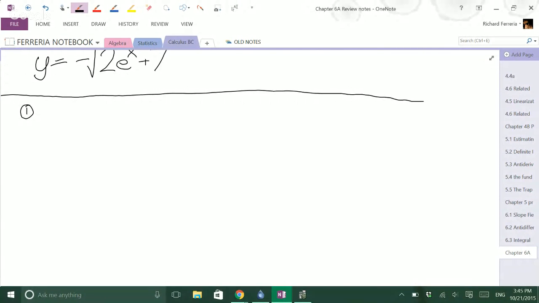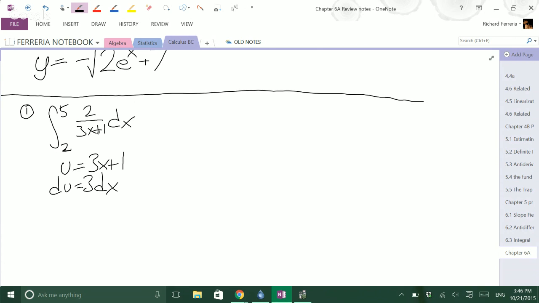Okay, so number 1 we have the integral from 2 to 5, 2 over 3x plus 1. And this looks to me like it's pretty clear-cut that we should be using a U-substitution and not integral by parts. So u is going to be equal to 3x plus 1. du is equal to 3dx, which is great because now we know that dx is equal to 1/3 du.